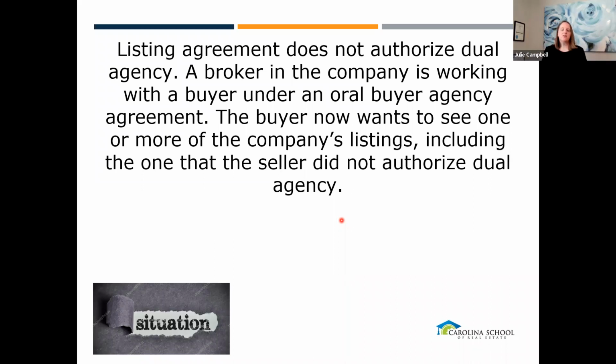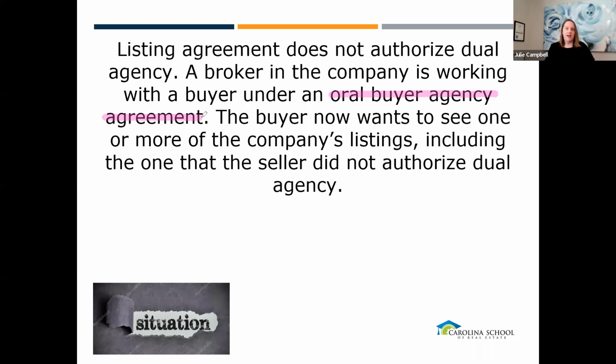Listing agreement does not authorize dual agency. So I have another seller in an agency agreement that has said, nope, I don't want to do dual. I want you to represent me exclusively at all times. A broker in the company is working with a buyer under an oral buyer agency agreement. An oral buyer agency agreement is an agency agreement. That buyer is my client.